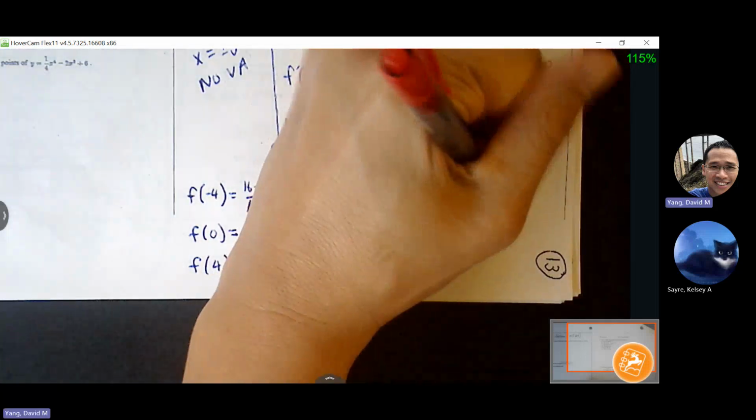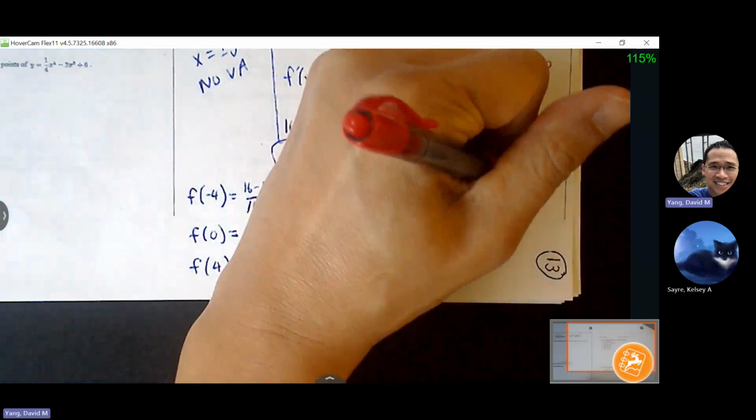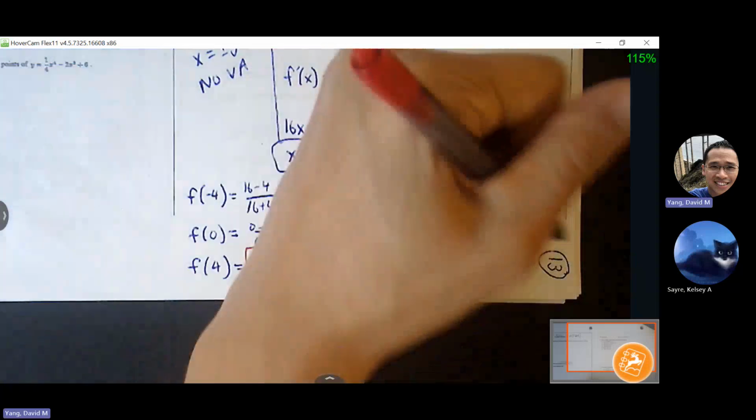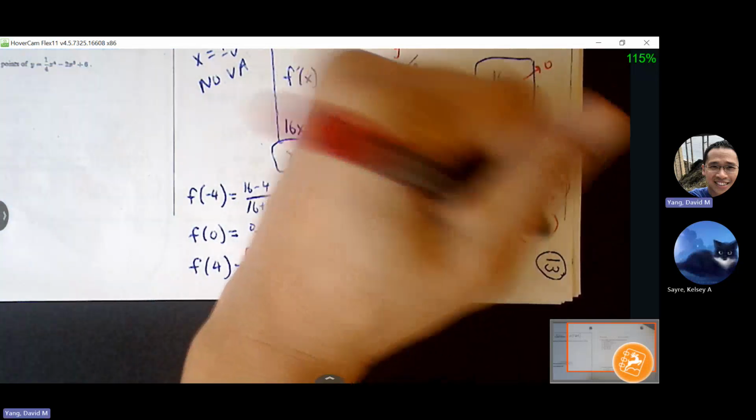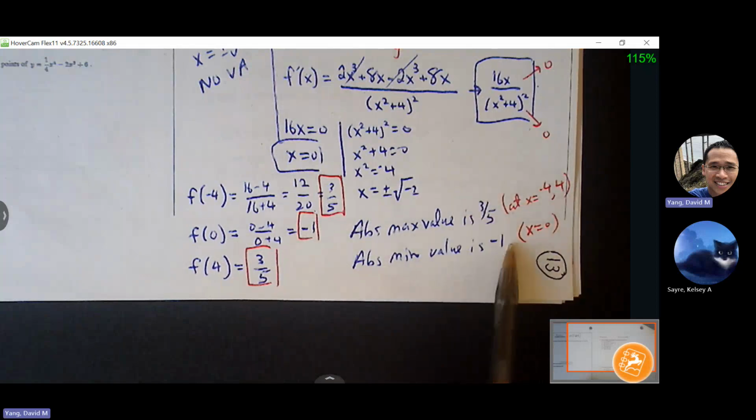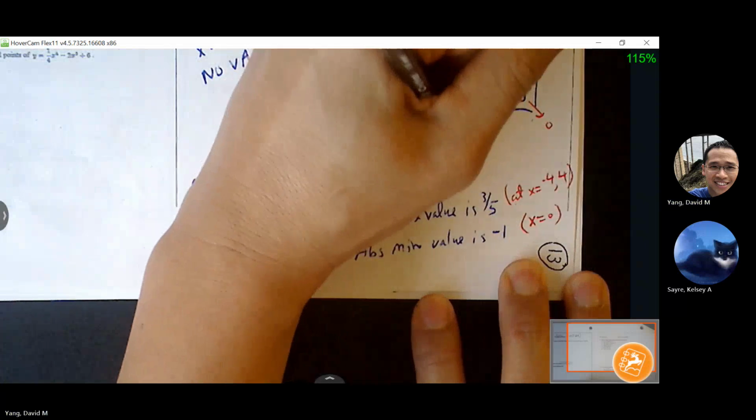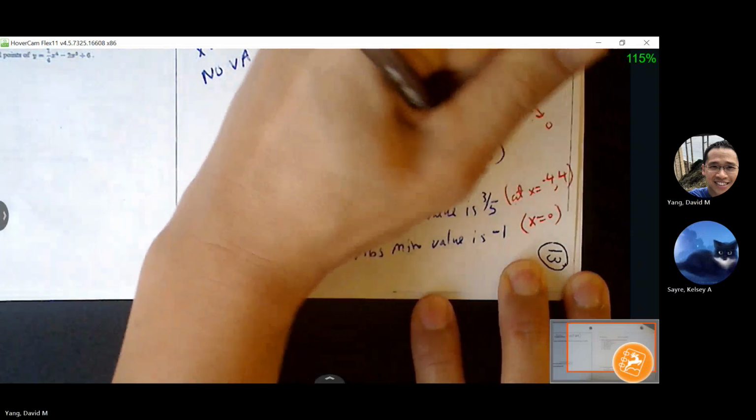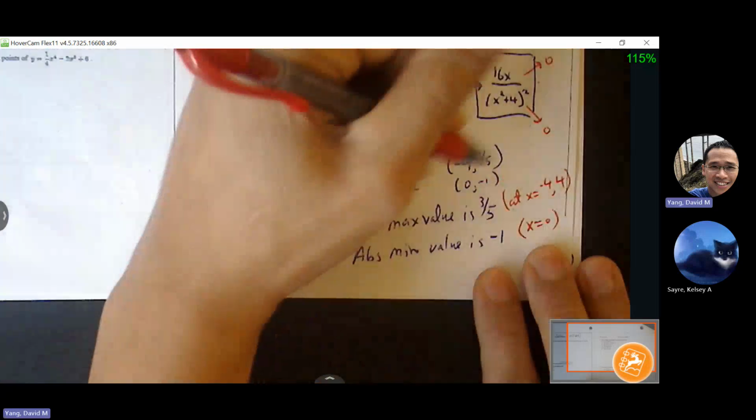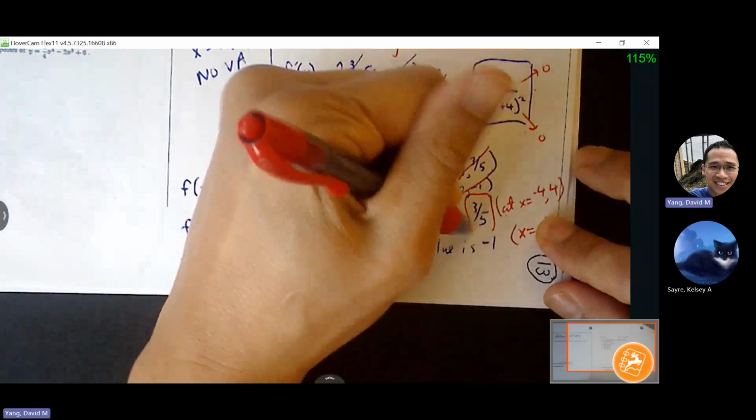If you want, you can say at x equals -4 and 4, or absolute min value at x equals 0, but you don't have to. Okay, I'm looking for the y values. And make sure that you don't give me ordered pairs. Then I'll take off a point because then you're putting equal weight with the x and y. I want the weight to be on the y value.